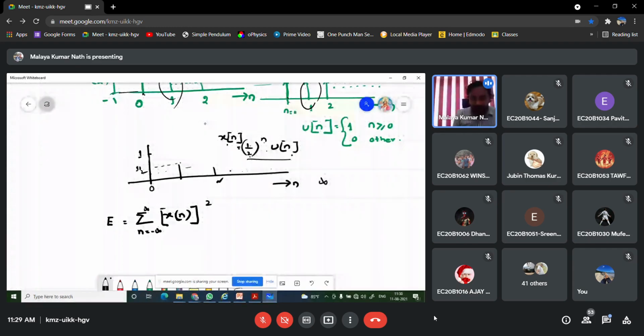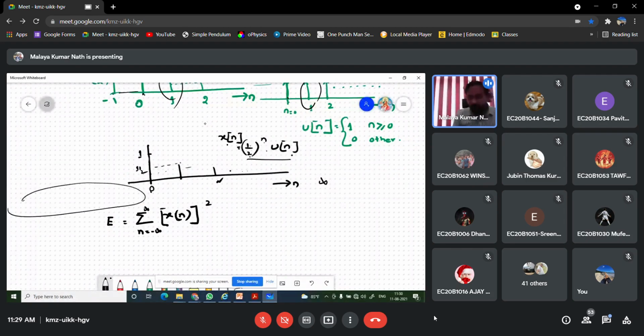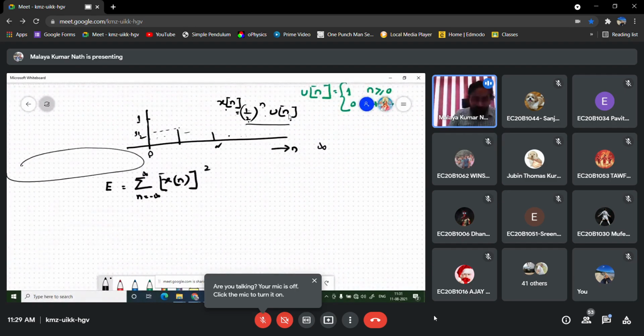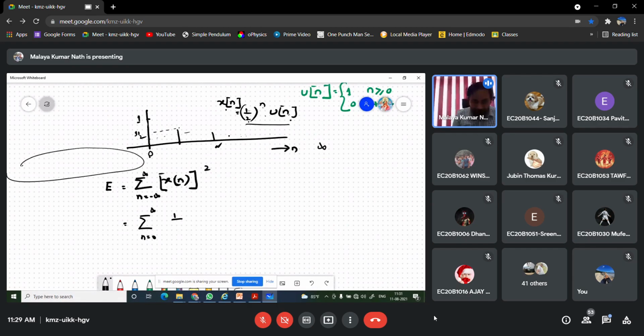Are you getting? For n less than 0, there are no values. Why are there no values? Because u of n is not existing for n less than 0, because this u of n has a 0 value there. So that's why when multiplied, it becomes equal to 0. So now if I substitute this half to the power n u of n, this limit will become equal to summation n equal to 0 to infinity half to the power n, right? So u of n is not required because it is only a unity value. So that means it is n equal to 0 to infinity half to the power n.